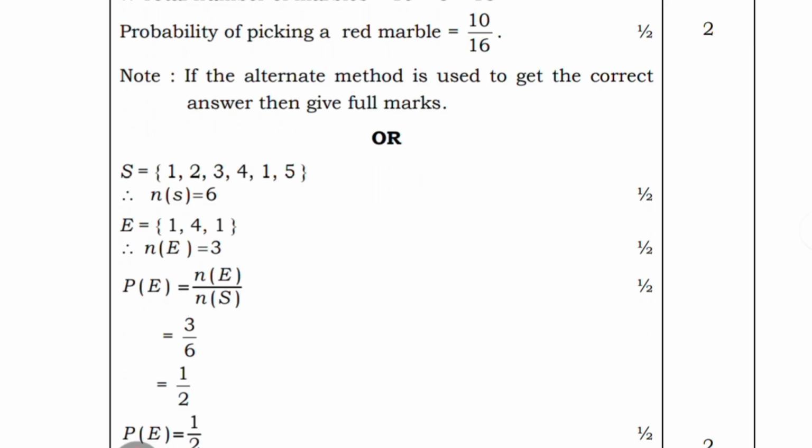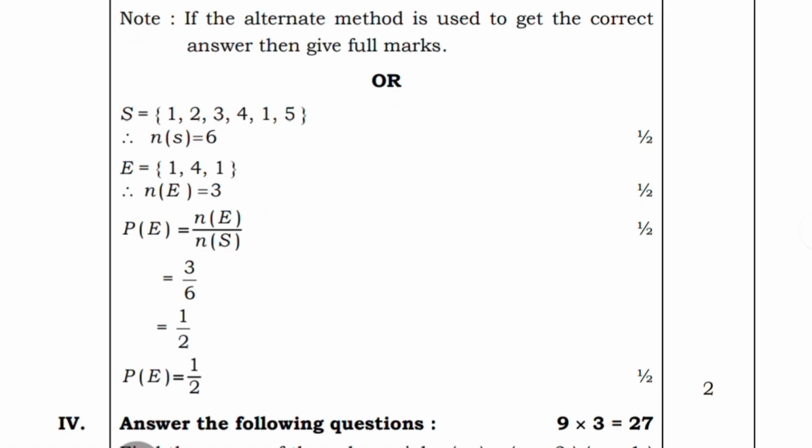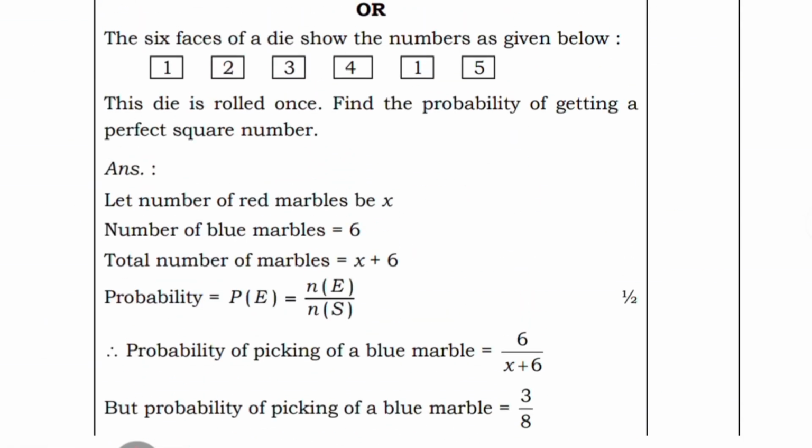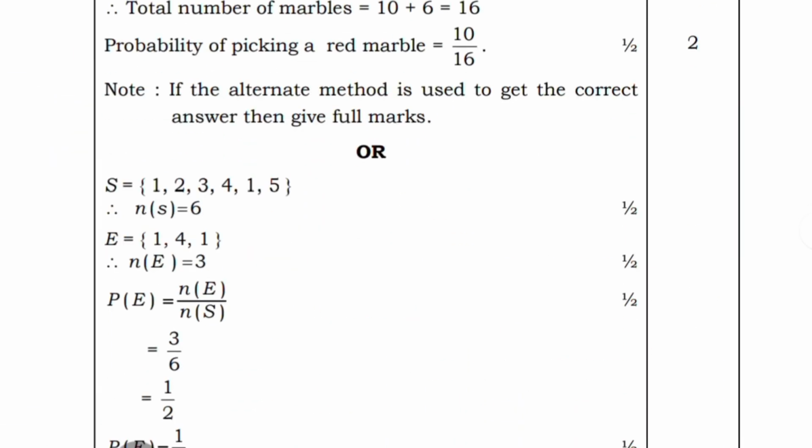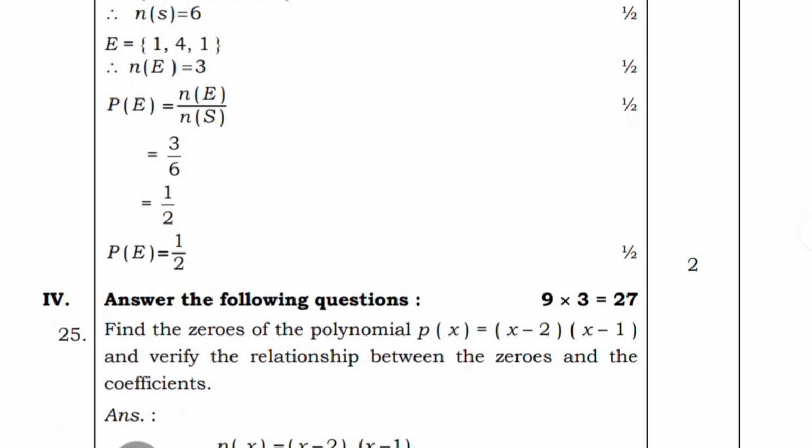S is equal to 1, 2, 3, 4. These are the faces of the die. n(S) is equal to 6 because there are a total of 6 faces. E is equal to 1, 4. This is the probability of what they ask, a square number. They have solved it as P(E) is equal to 1 by 2, which is the answer.